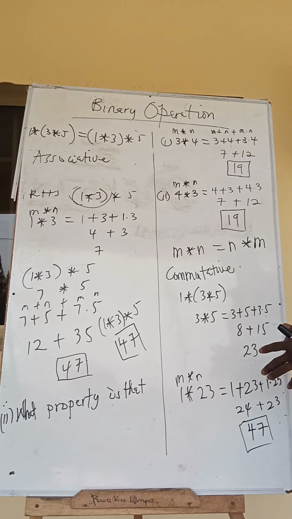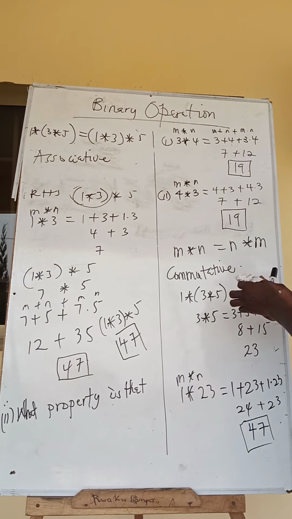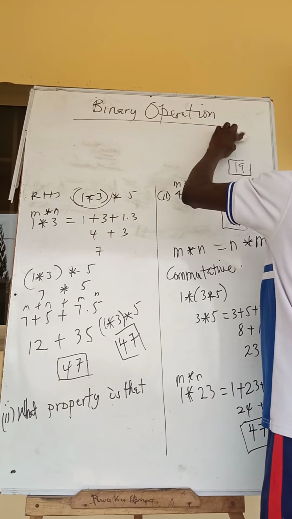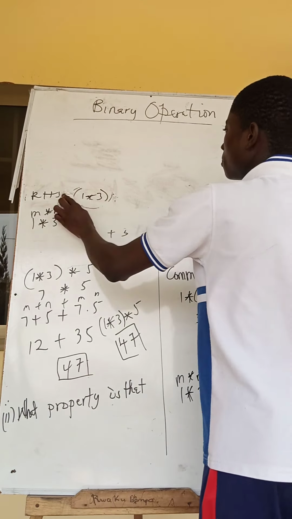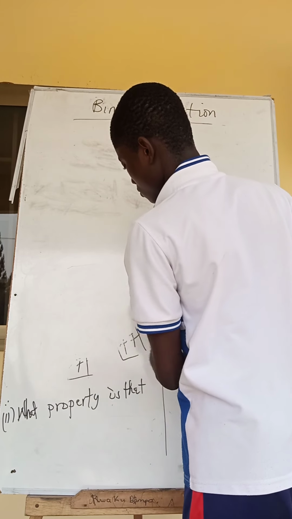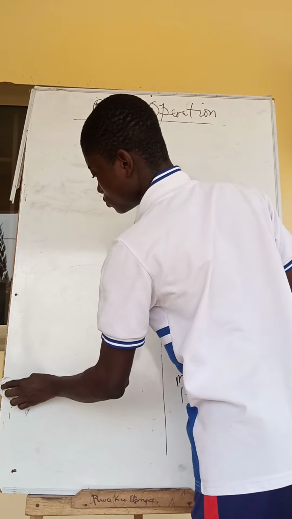commutativity. So in our next example, we are going to see, sometimes they will tell you to check whether an operation star is closed. So it's still binary operation, but we are going to form a table from this.